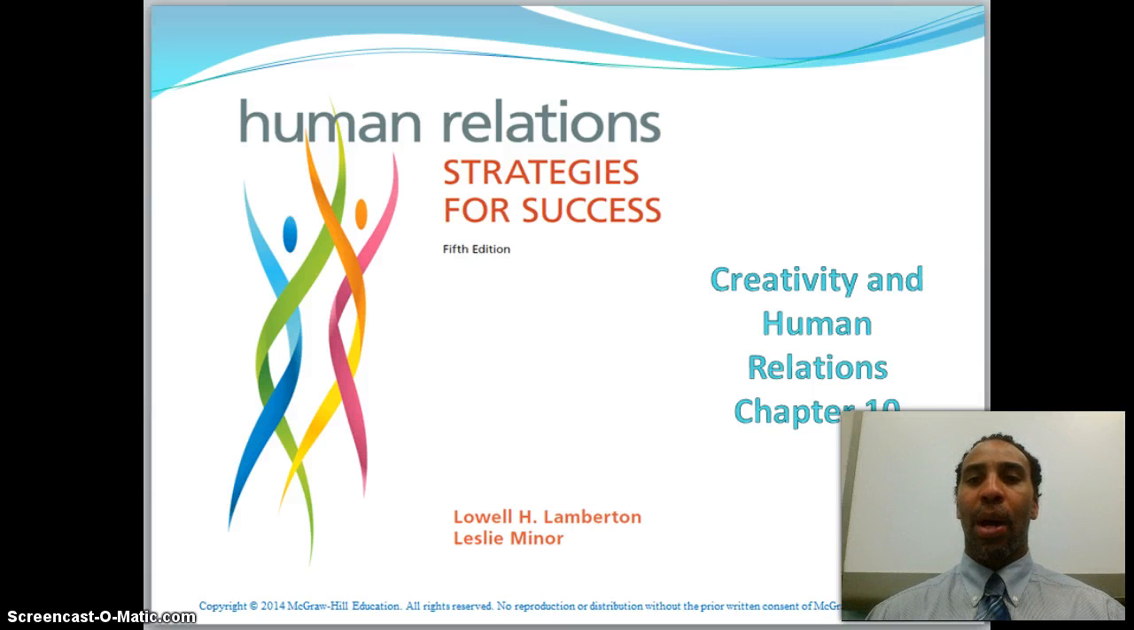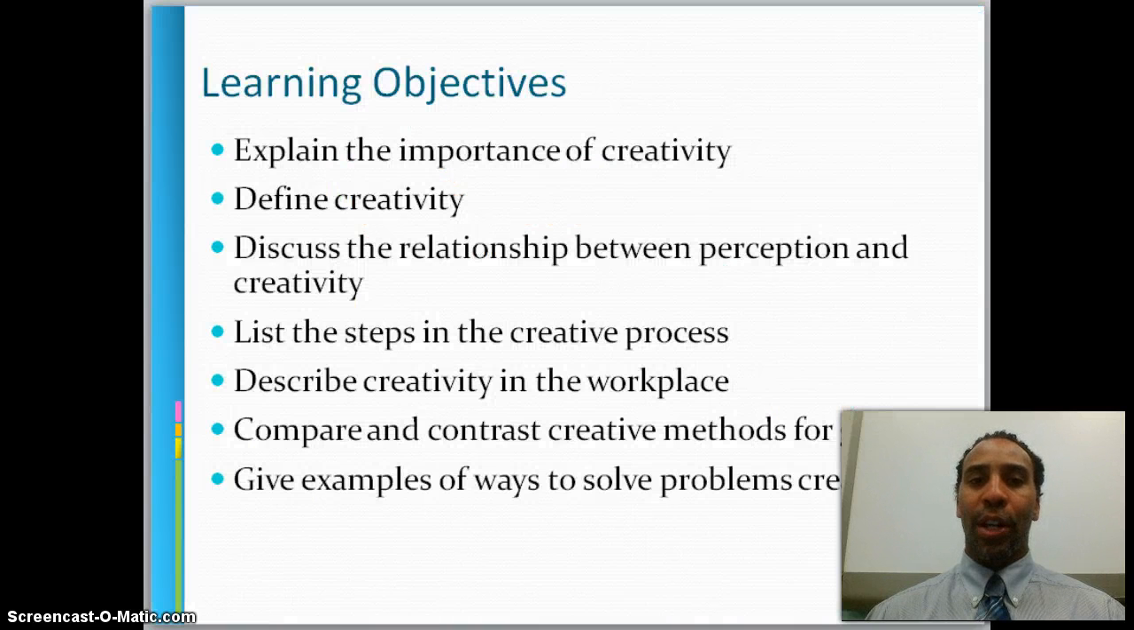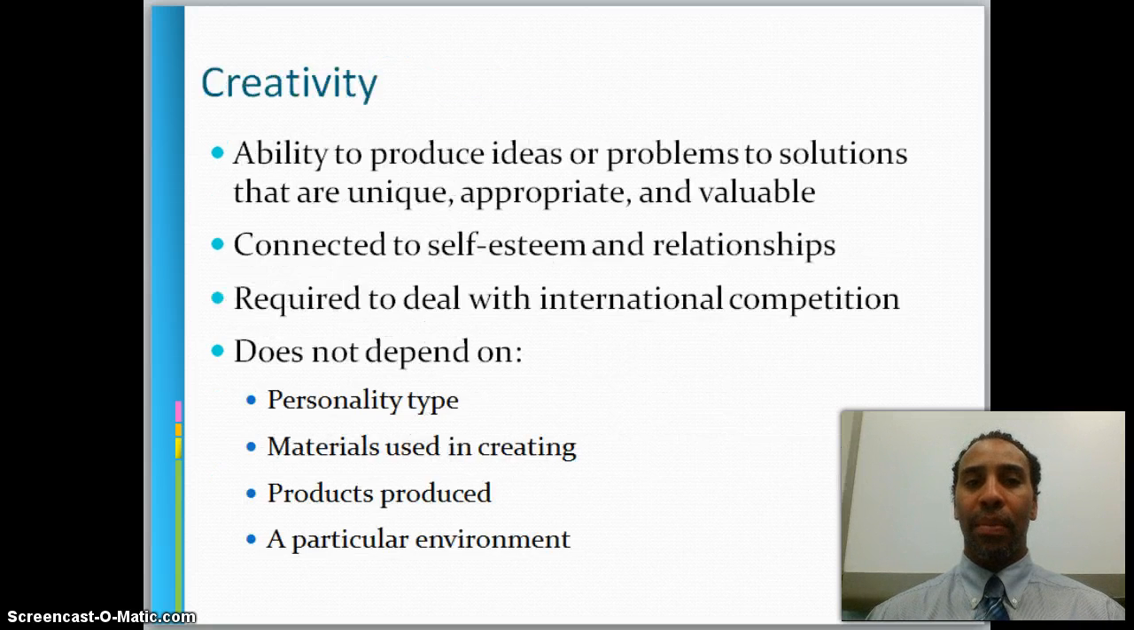This chapter we're talking about creativity and human relations, chapter 10. As always, our learning objectives are: explain the importance of creativity, very important to be creative in this learned environment; define creativity; discuss the relationship between perception and creativity, and remember perception is reality, and we'll discuss that a little bit further; list the steps in the creative process; describe creativity in the workplace; compare and contrast creative methods for groups; and give examples of ways to solve problems creatively.